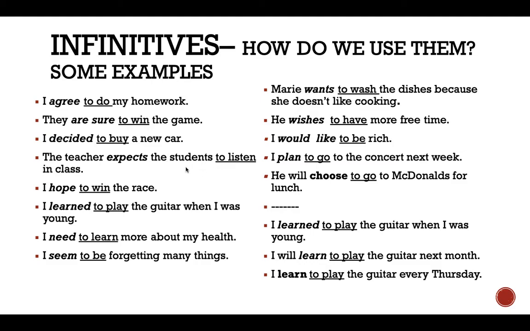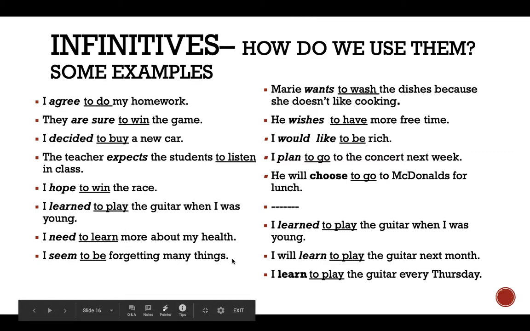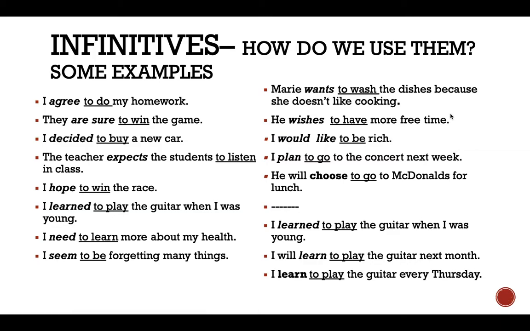Okay, so sometimes you can put something in here like another noun. I hope to win the race. I learned to play the guitar when I was young. I need to learn more about my health. I seem to be forgetting many things. Murray wants to wash the dishes because she doesn't like cooking. He wishes to have more free time. I would like to be rich. I plan to go to the concert next week. He will choose to go to McDonald's for lunch. So all of these verbs are in the box on page 76.